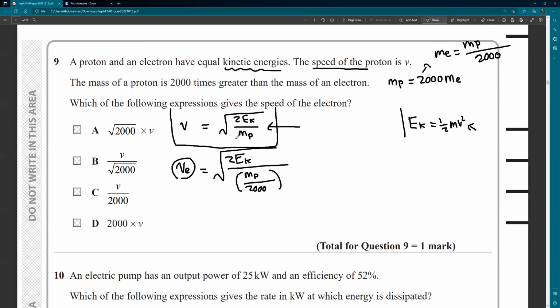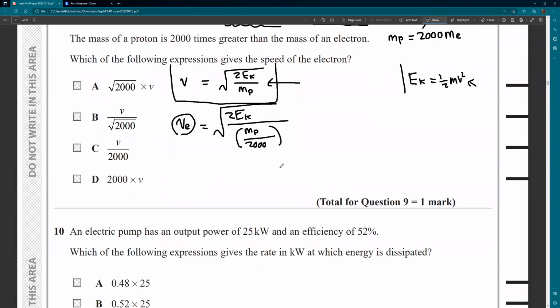But we're trying to just get square root 2 EK over MP, so we could substitute V in instead. We could have VE in terms of V, because that's what we're trying to do. So we're going to have to do some maths. The first rule I'm going to use is, if you have a three-way fraction such that you have A over B over C, where B over C is in brackets, then in this case you say that this is the same as A times C over B.